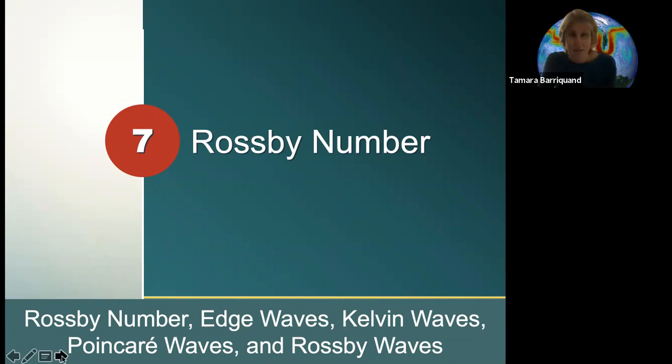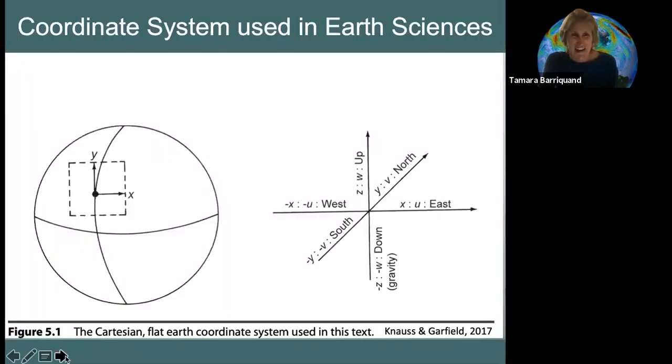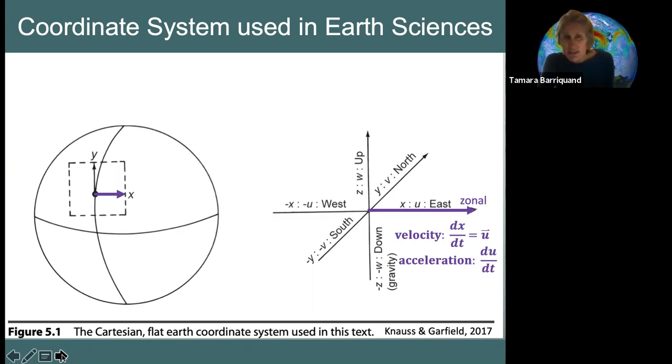So to get started, I'm going to go back over again the coordinate system that we use in the earth sciences. So this plane here, this square that we have here, if it's not moving at all, this would be the f-plane approximation. And in that case, we say that the x direction is positive in the east direction, negative in the west direction. It's called the zonal direction. The velocity in that direction is dx/dt equals u, and so the acceleration will be du/dt.